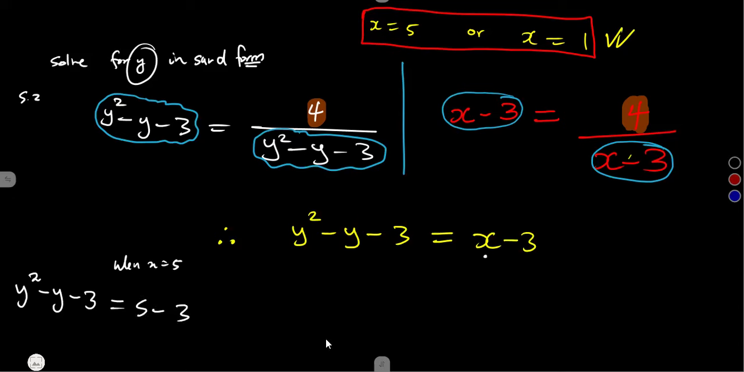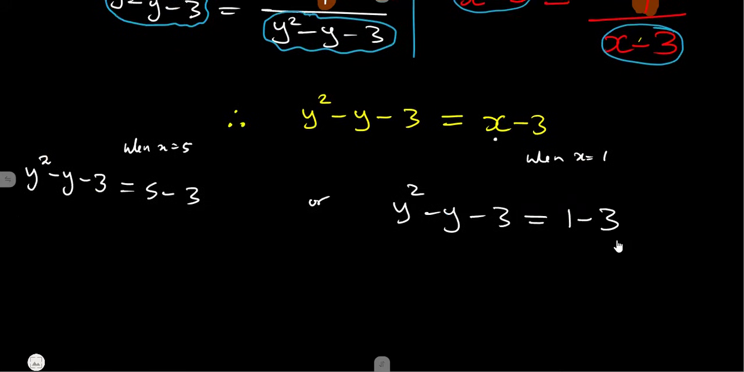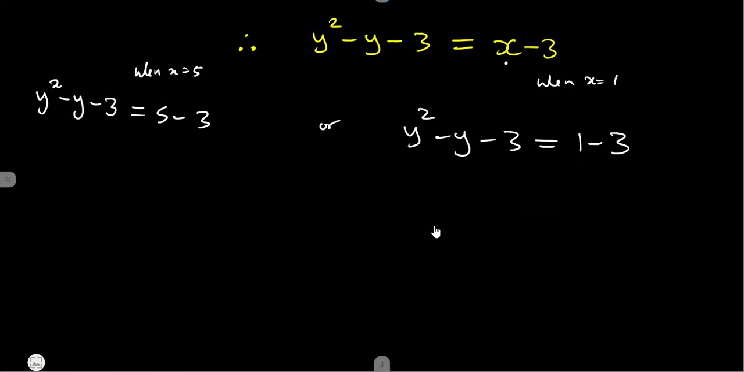We have an equation there. When x is 1, we substitute there. So it was going to be y squared minus y minus 3 is equal to, in place of x, you substitute a 1. So that's 1 minus 3. You have formed an equation in y only.